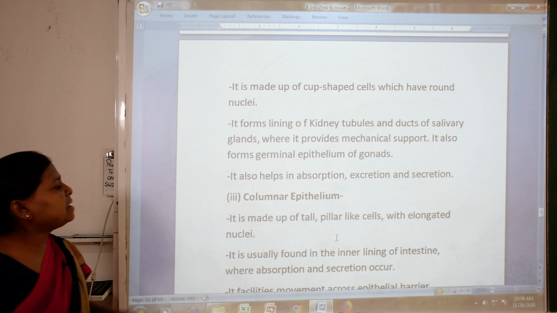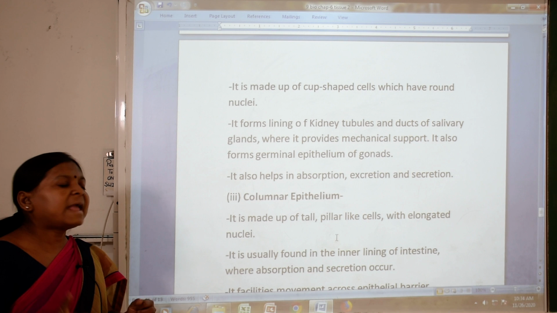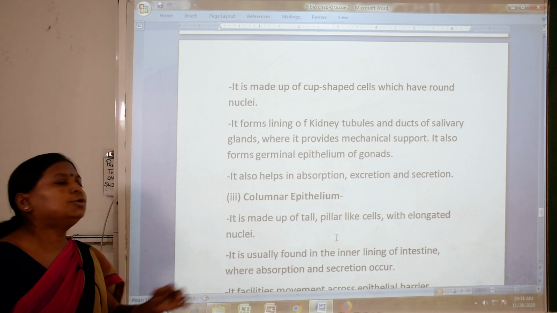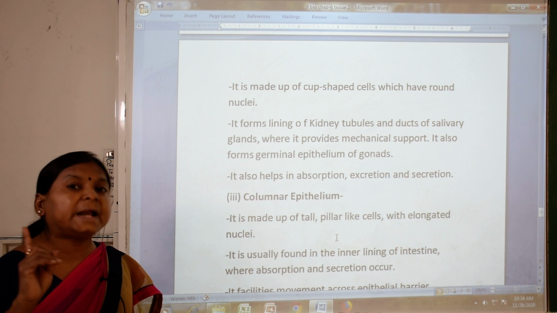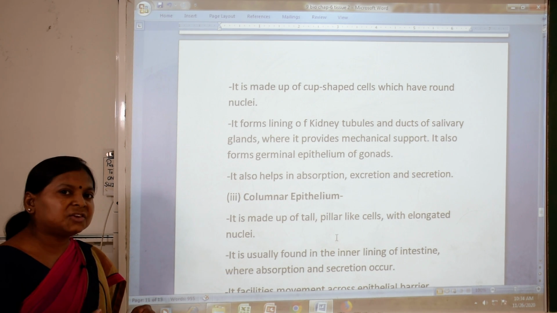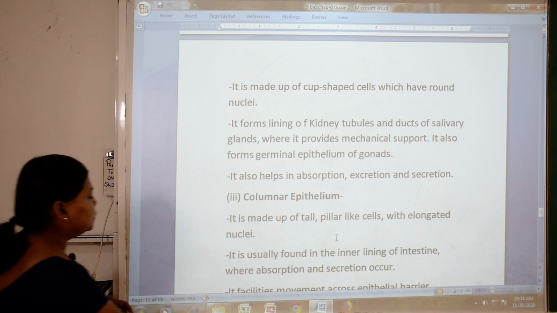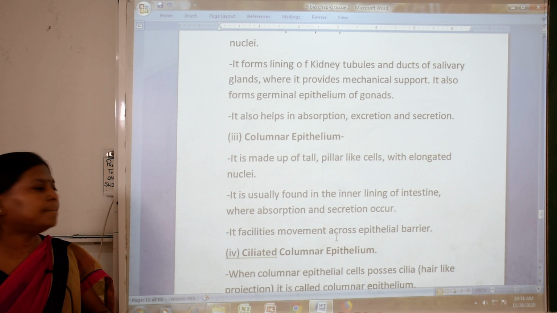Next, columnar epithelium. It is made up of tall pillar-like cells with elongated nuclei. It is usually found in the inner lining of the intestine, where mostly absorption and secretion occur. It facilitates movement across the epithelial barrier.